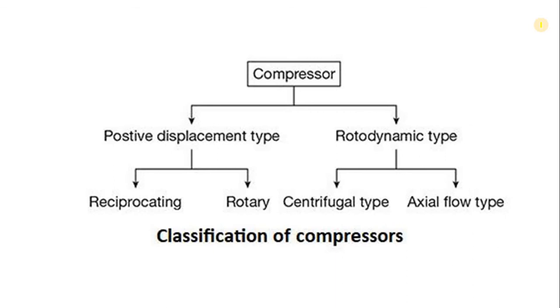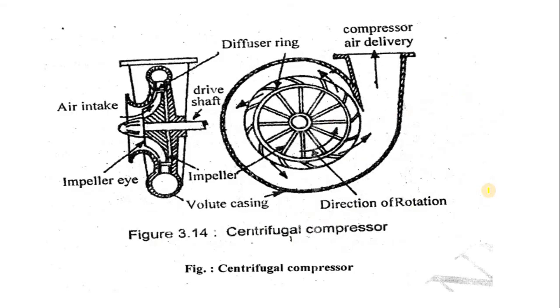Now in this video we will discuss the rotodynamic air compressor, and we will study the centrifugal type compressor and the axial flow type compressor. The most important point is that rotodynamic compressors are divided into two types. The first is the centrifugal type compressor and the second one is the axial flow compressor. So let us start with the centrifugal compressor.